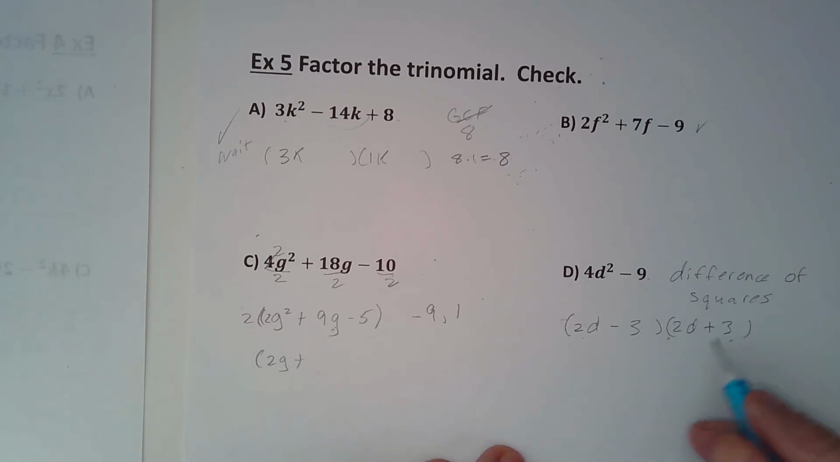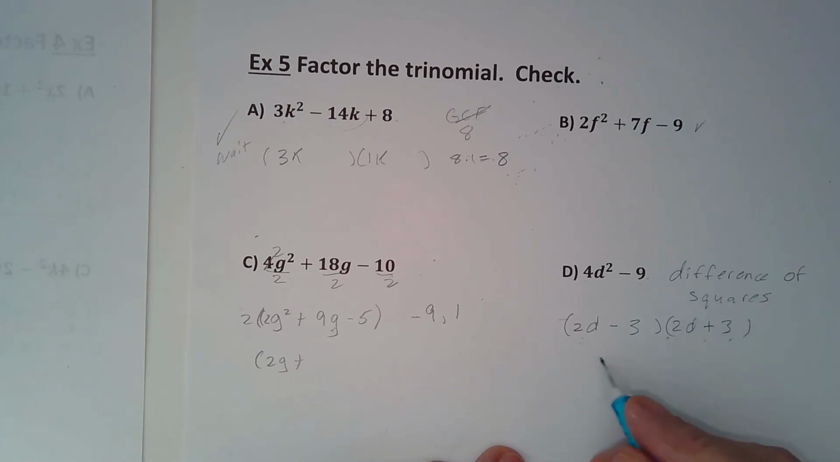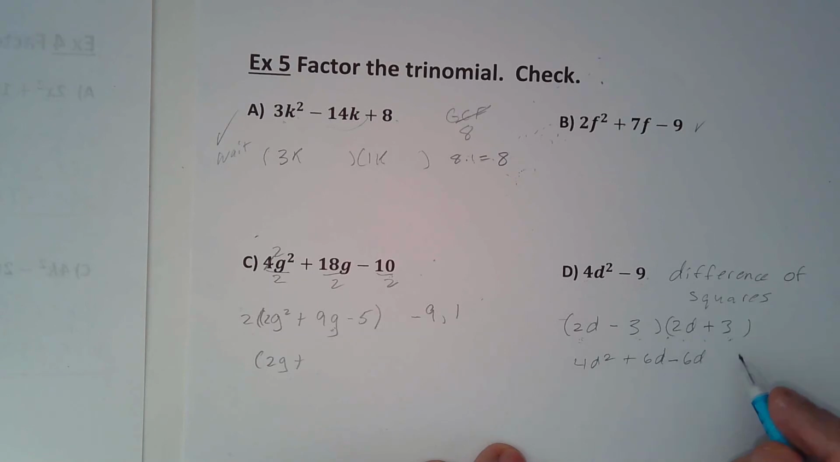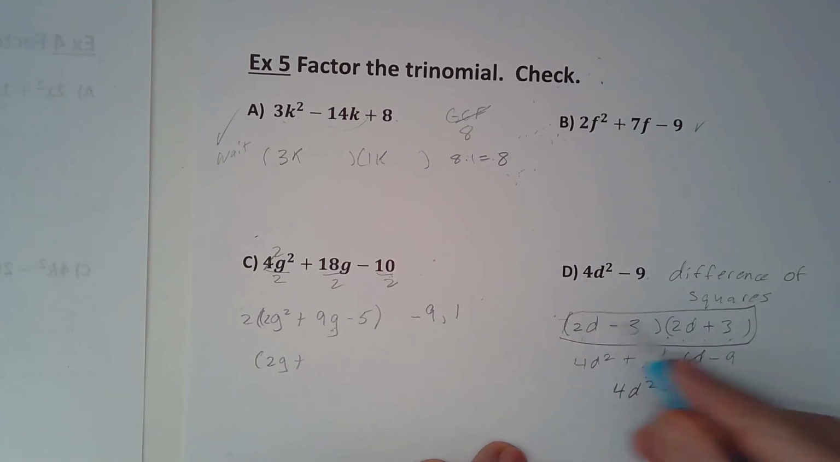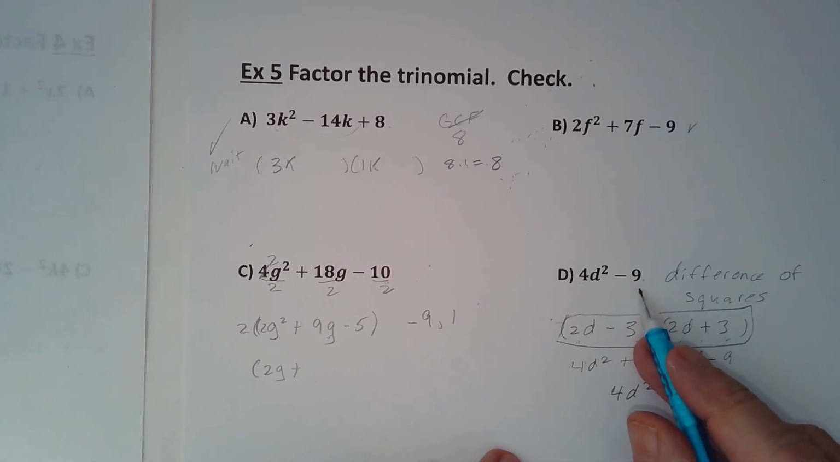Now, just to make sure you did it right, let's multiply these back together. 2d times 2d is 4d squared. 2d times 3 is positive 6d. Negative 3 times 2d is negative 6d. And then negative 3 times positive 3 is negative 9. What happens then is the two terms in the middle cancel each other out, and you're left with 4d squared minus 9. So this is the correct factorization for the difference of squares that you see in this particular area.